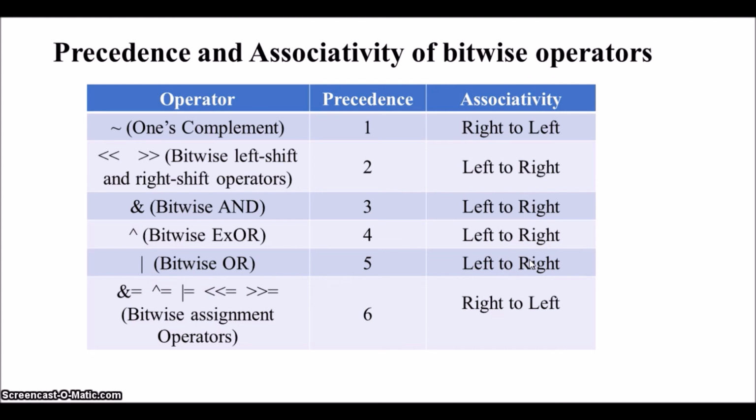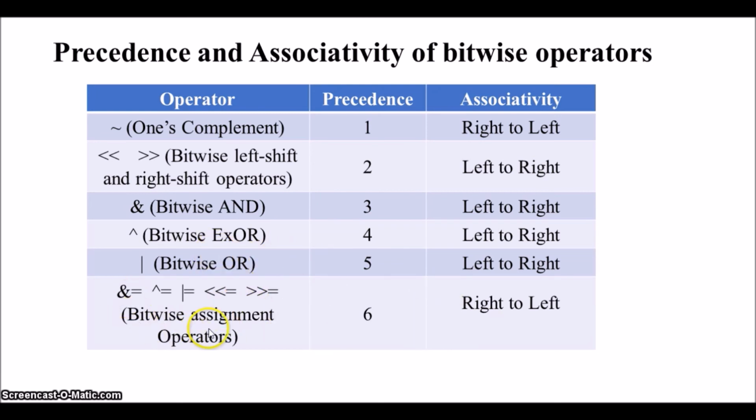So what is this precedence? What is this associativity? Again, it holds good even for bitwise operators, whatever we had studied in the previous videos. The same thing applies here. One's complement has the highest precedence. Second goes to the left and right shift operators. Third to bitwise AND. Fourth precedence to exclusive OR. And last, fifth precedence to bitwise OR.